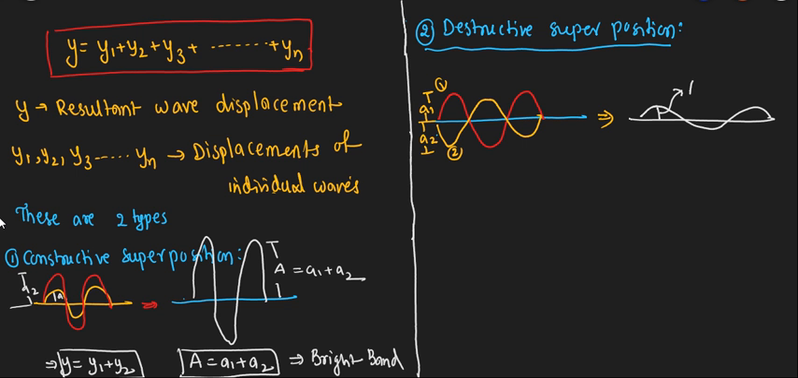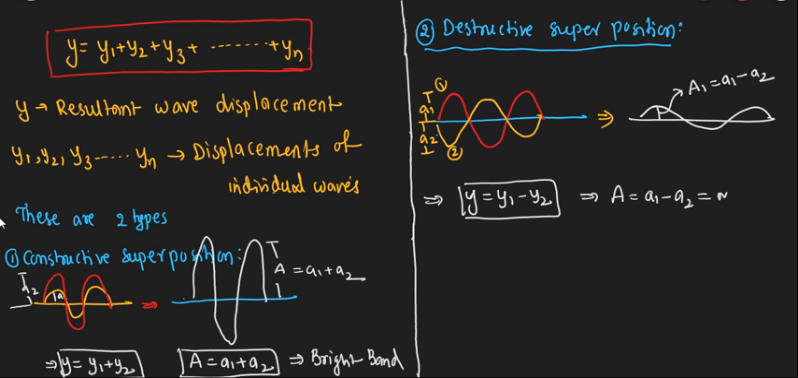We have to subtract here, either A1 minus A2 or A2 minus A1. That means here the resultant amplitude is less. And the resultant wave displacement here we write as y is equal to y1 minus y2, because they are in opposite direction. And the resultant amplitude we write as A1 minus A2. In this we will get amplitude as a minimum, because we are subtracting here.